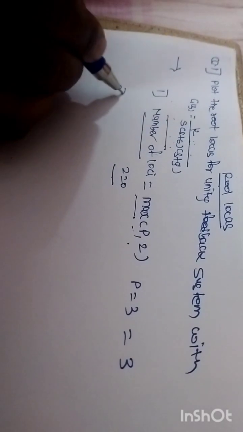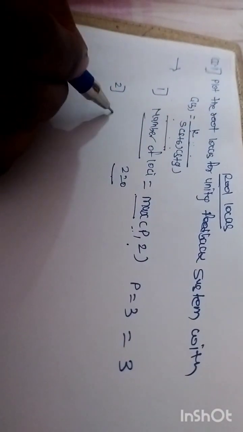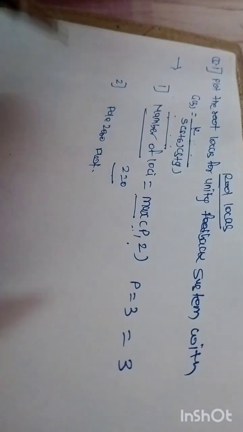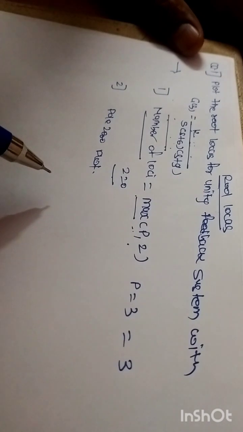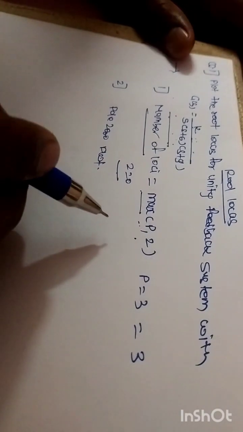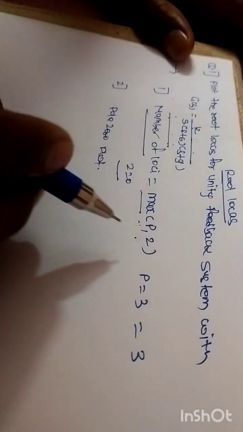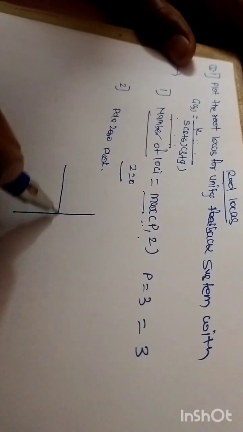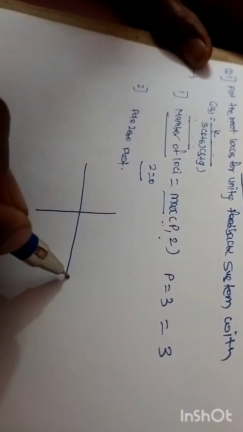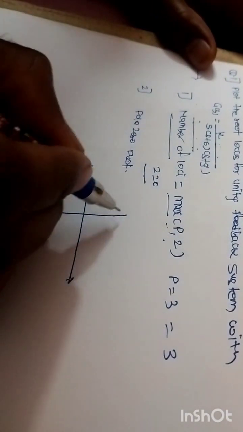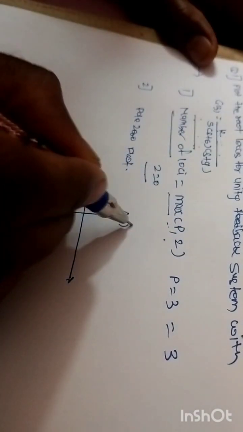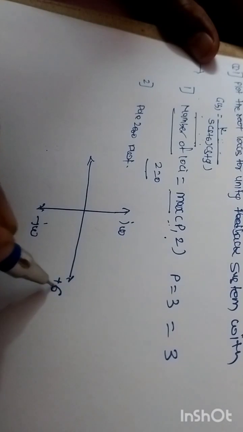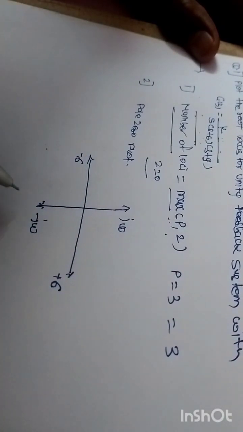Then, step number 2. In this step, we need to plot the pole-zero plot from this system equation. As I told you earlier, root locus is the way in which we plot the dynamic characteristics on a real and imaginary axis. This horizontal axis is the real axis, and this vertical axis is the imaginary axis, plus j omega and minus j omega. The real axis runs from plus sigma to minus sigma.